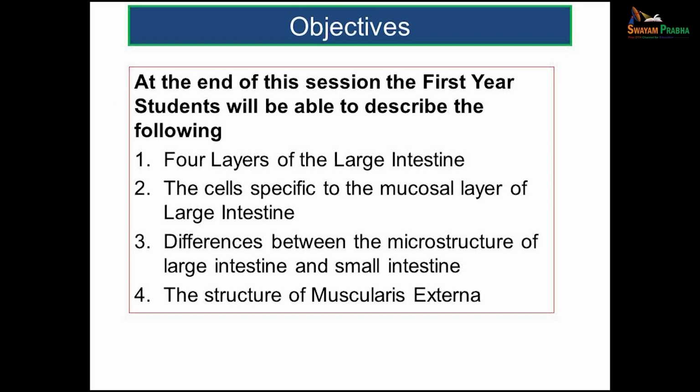The objectives of this session are that the first year students, at the end of the session, will be able to describe the 4 layers of the large intestine, the cells specific to the mucosal layer of the large intestine as compared to the rest of the intestine, the differences between the microstructure of the large intestine and the small intestine, and the structure of the muscularis externa.